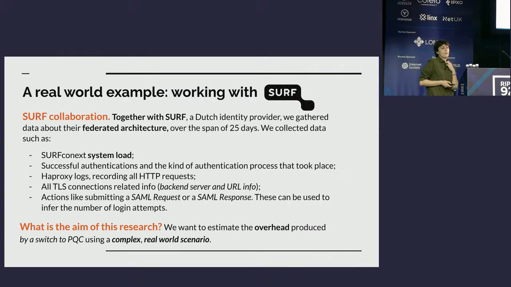So what we wanted to do is to take a real-world example. We wanted to use some real data from a real hub and spoke architecture and ask what happens if they were to switch to post-quantum cryptography. Together with SURF, a Dutch identity provider, we gathered their data over the span of 25 days in the month of September, which we know is the start of the academic year. So many students just enroll, and it's basically the highest number of enrollments that they have. What we gathered is their system load, all the successful authentication attempts, and the kind of authentication that took place.